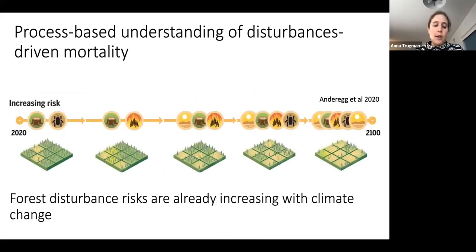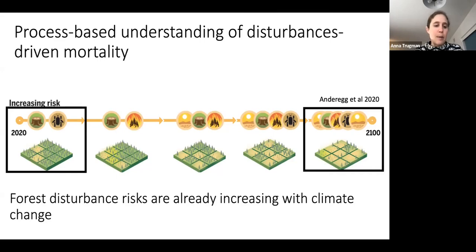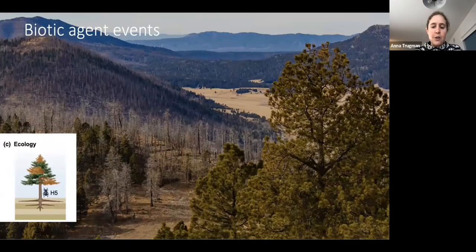So we already know that forest disturbance risks are increasing with climate change. Some people in this Zoom room have been doing some of the really innovative work at examining this. And it's actually also expected as we move forward, even though risks have already increased, that they may increase dramatically more. I'm going to use a few examples from the field, one close to my home in Los Alamos, New Mexico, where I grew up, to illustrate why this is important.